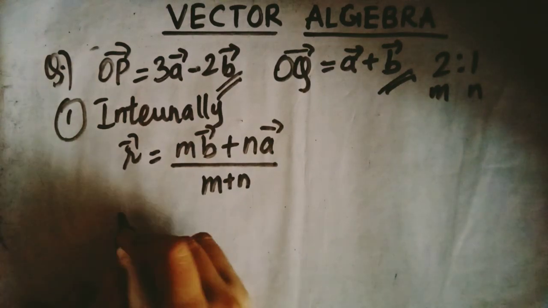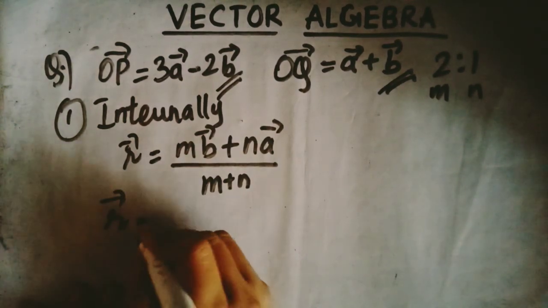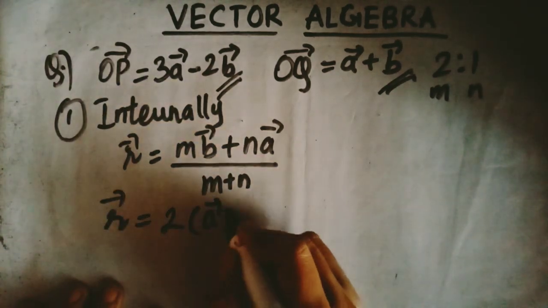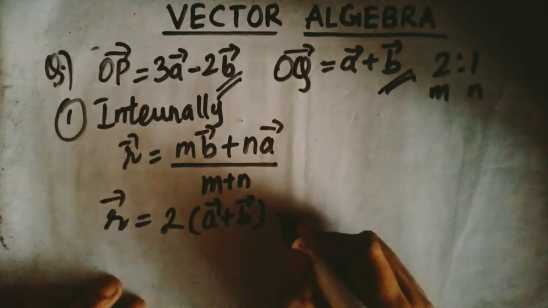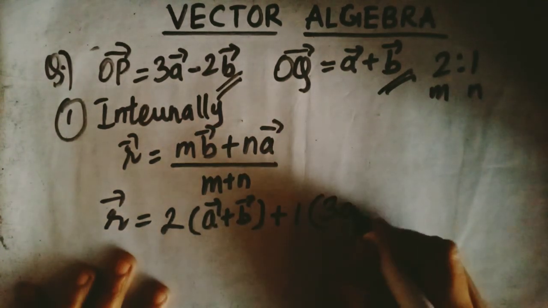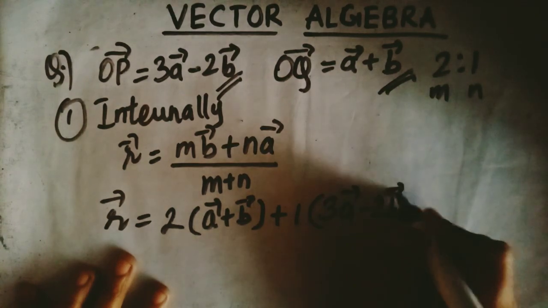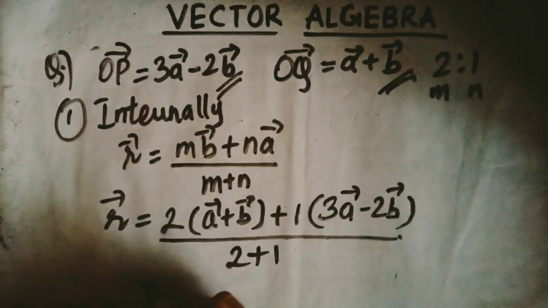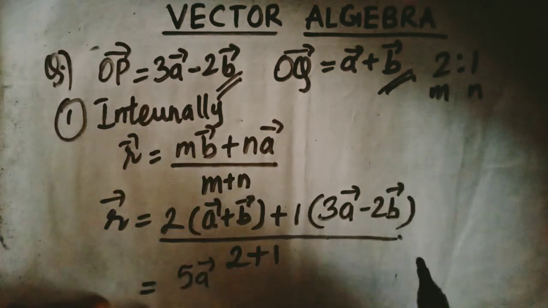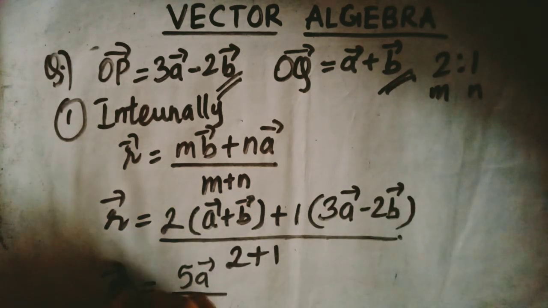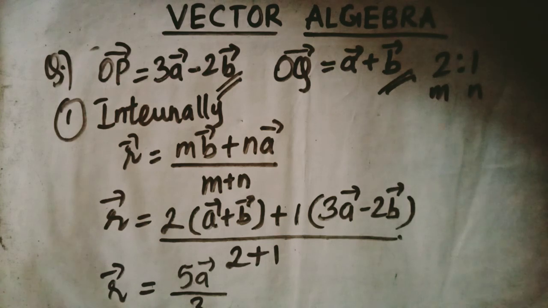So write down, substituting, M is 2, B vector is A plus B, plus N into A, upon M plus N, 2 plus 1. So you'll get 2A plus 3A, 5A, 2B minus 2B, 0, upon 3. So this is your R vector.